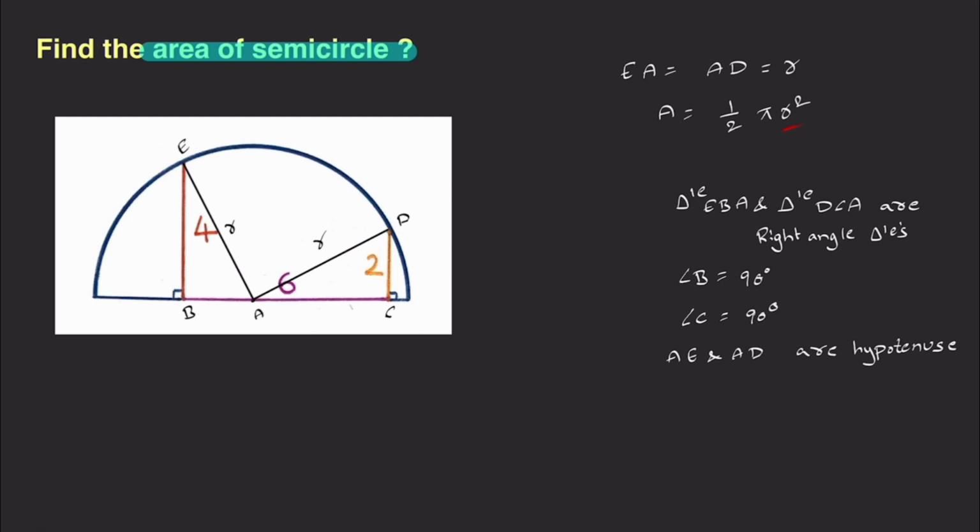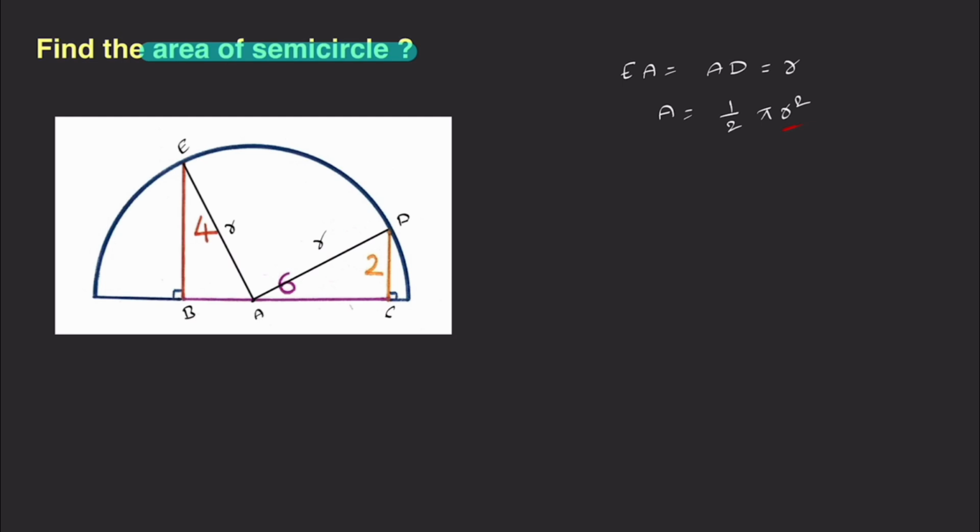Let's find the hypotenuse. Before finding the hypotenuse, we have to make some assumptions because we don't know the lengths of AB and AC. We know AB plus AC is equal to 6 units. So if I treat one of the lengths as x, the next one will become 6 minus x. Using these assumptions, let's find the hypotenuse of these right angle triangles.